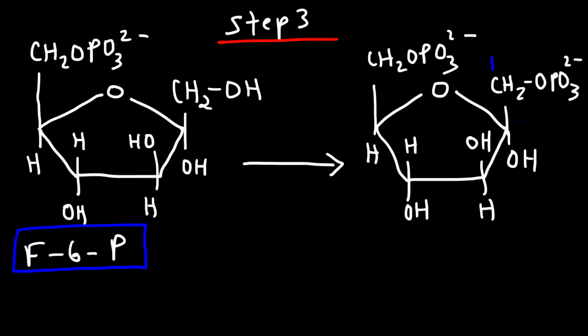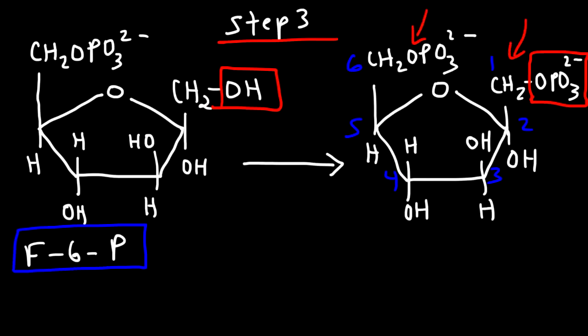So this is carbon 1, 2, 3, 4, 5, 6. Do you notice any differences between the reactant and the product? Notice that a hydroxyl group was replaced with a phosphate group. So in the product, we have 2 phosphate groups, one on carbon 1 and one on carbon 6. Therefore, this is going to be called fructose 1,6-biphosphate. I'm going to write BP for biphosphate.